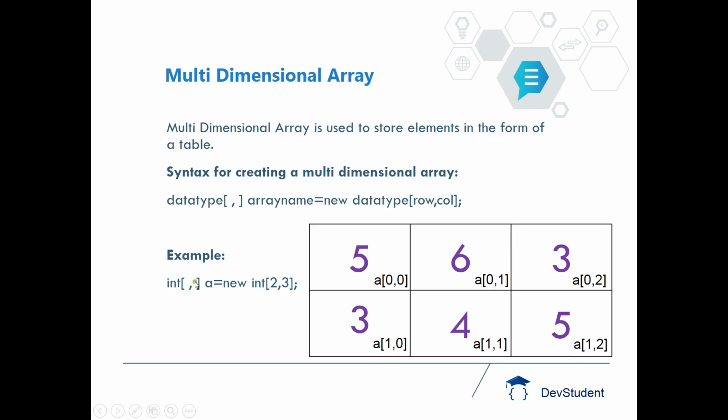The example code is here. int, square brace open, comma. This comma inside the square braces says that it's a multidimensional array. It's going to have rows and columns. a equal to new int of 2 comma 3. 2 is the number of rows, 3 is the number of columns. That means you can store 2 into 3, 6 values inside this array in a tabular format. So we can store 5, 6, 3 in the first row, 3, 4, 5 in the second row.